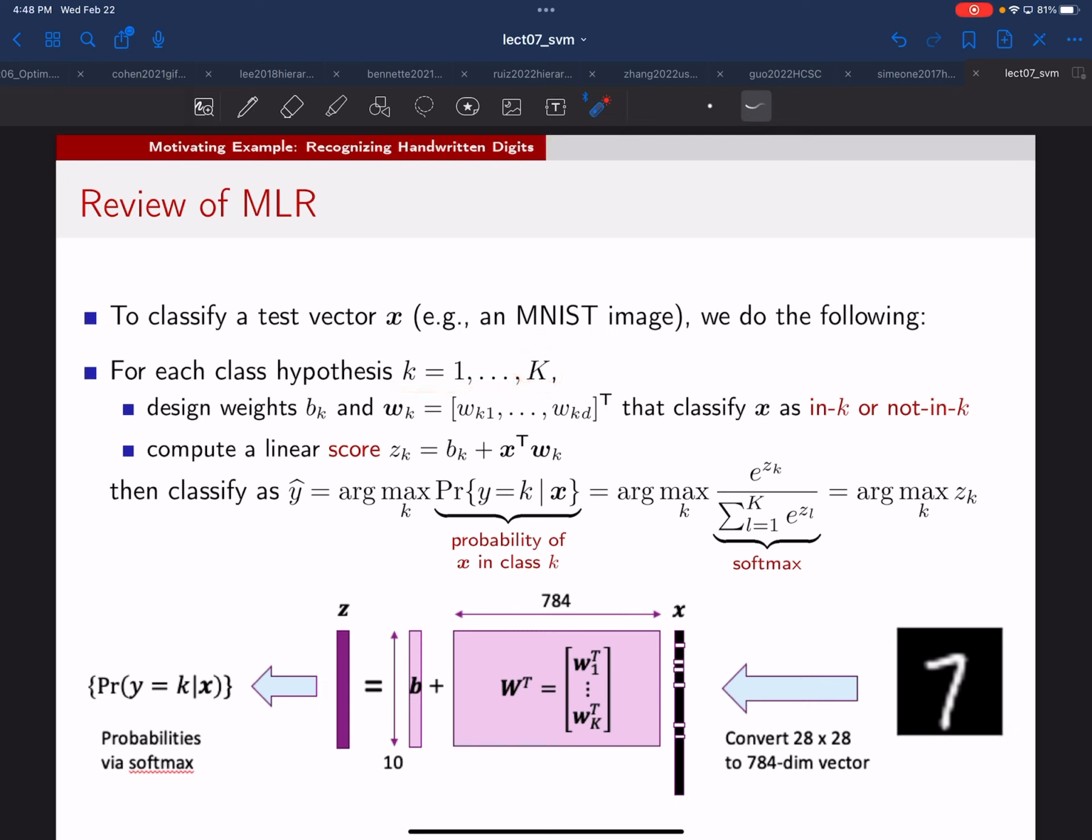For each class, 0, 1, 2, 3, this is what we do. We design a bias b_k and a weight vector w_k that classify X as either in class K or not in class K. That's the so-called one versus rest approach. Once we have all those parameters designed, at test time we compute a linear score, which we can call z_k, for each K. We take our bias and add to it the inner product of X and w_k. And remember that this score is a real number.